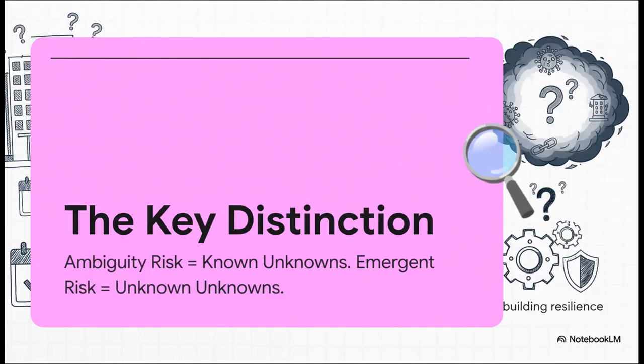This right here is one of the most important distinctions to understand. Ambiguity risk is a known unknown. You're aware that you're missing a piece of information. You know what you don't know. Emergent risk, on the other hand, is an unknown unknown. You don't even know there's a question you should be asking. You can't plan for it, so you have to build in resilience to handle it.